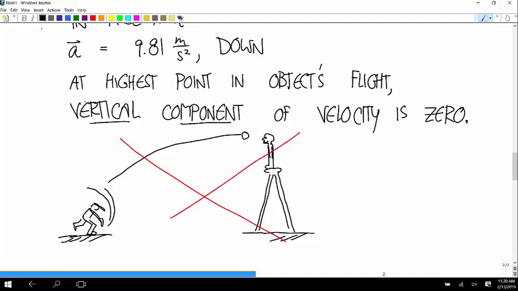So at the highest point, the y component of velocity is going to be 0. It's not going to have any motion up or down, but it's still going to have a very, very large x component of velocity. And it's the x component of velocity that would hurt there. So the idea here is the velocity vector is not 0.